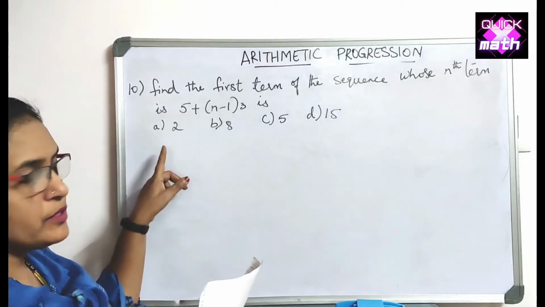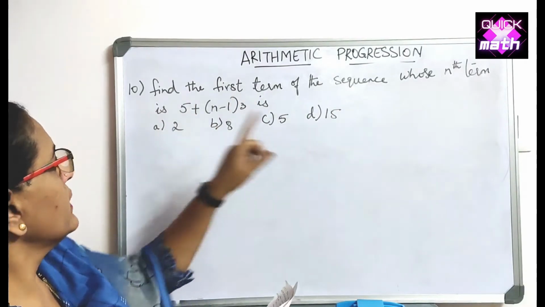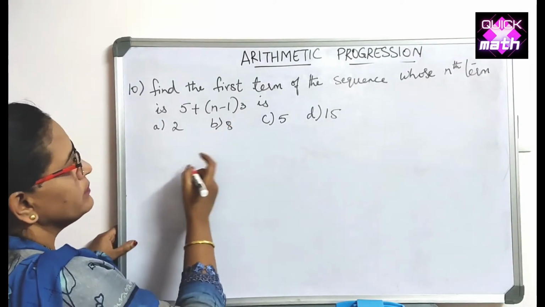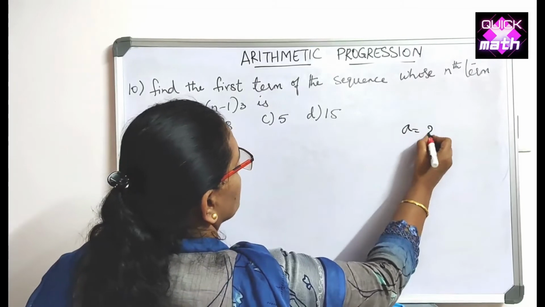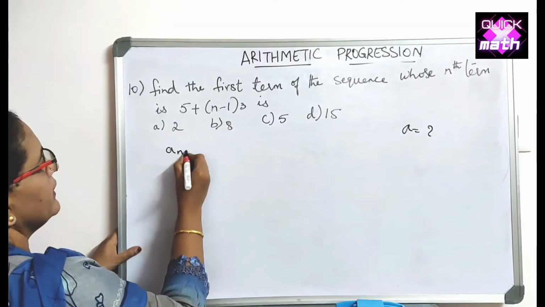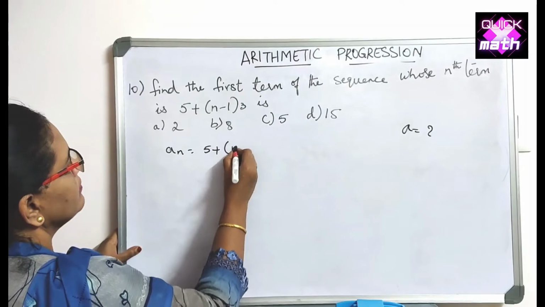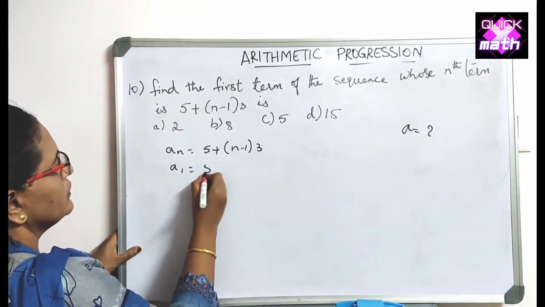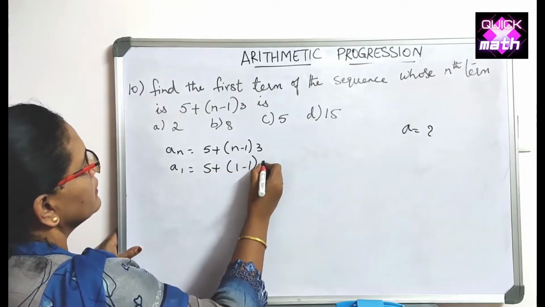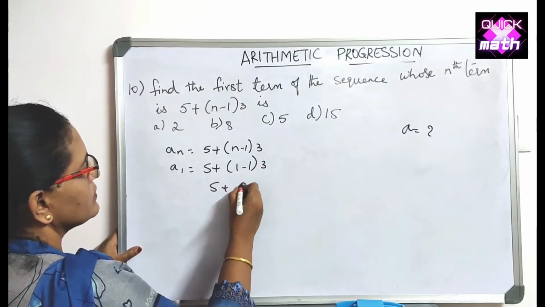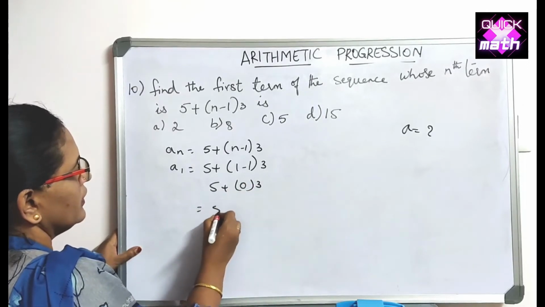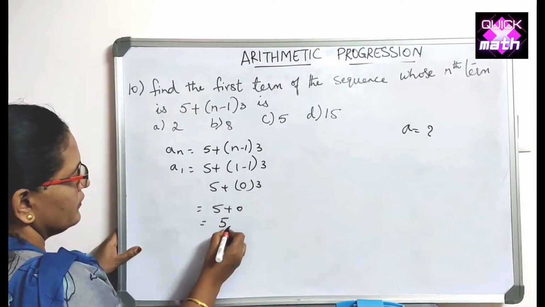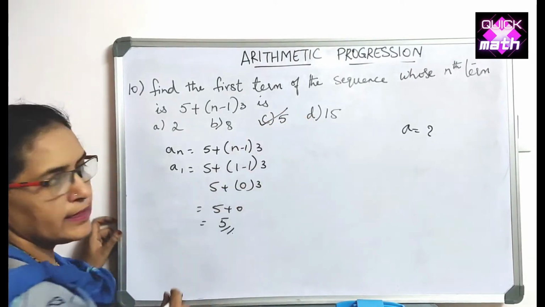Let's find the next question. The first term of the sequence whose nth term is 5 plus n minus 1 into 3. The first term, that means we have to find out A is what? So the nth term means again A is equal to 5 plus n minus 1 into 3. So we have to find out A, that means A1 is equal to 5 plus 1 minus 1 into 3. So 5 plus 1 minus 1 is 0 into 3. So 5 plus 0 is 5. So the option C is the correct answer.